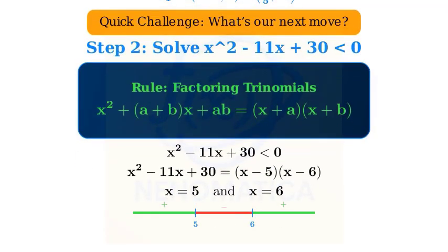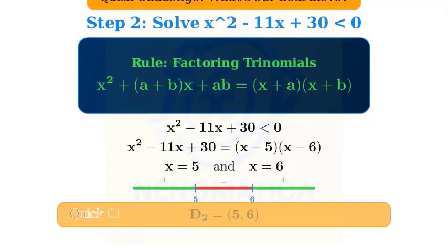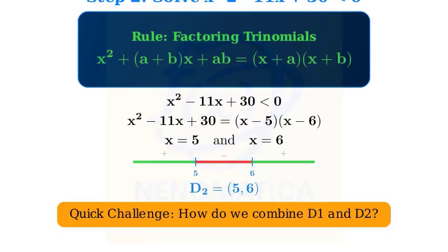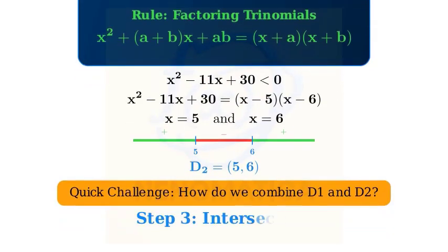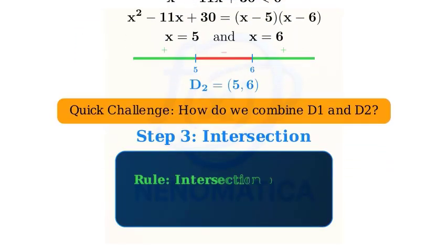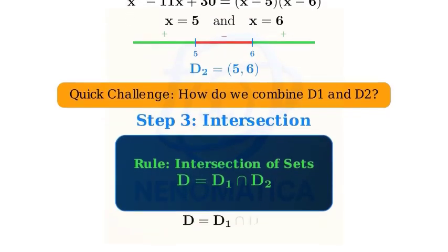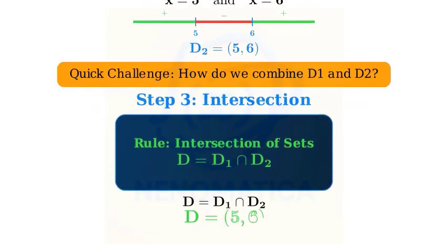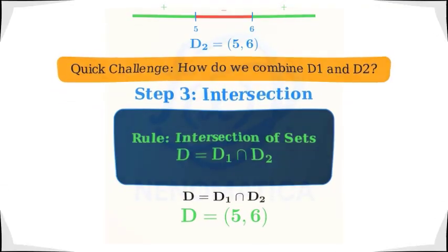For a monic quadratic, the product is negative between the roots and positive outside. Since we need strictly less than 0, the solution is the open interval 5 to 6. Step 3. Intersect the two solution sets. The solution to a system is the intersection of individual solutions. Intersect D1 with D2. The intersection is the open interval 5 to 6.